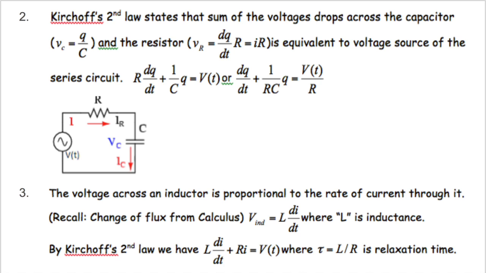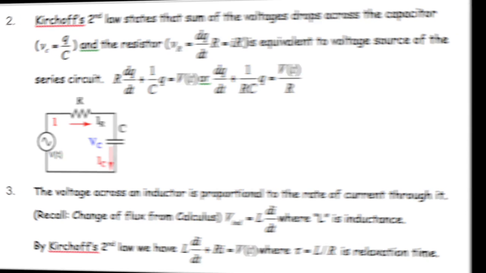The voltage across an inductor is proportional to the rate of change of current through it. Recall the change of flux from your calculus class. So, the voltage across an inductor is equal to inductance L times di/dt. Therefore, by Kirchhoff's second law, we have L di/dt + Ri = V(t). This is the differential equation in a circuit problem.